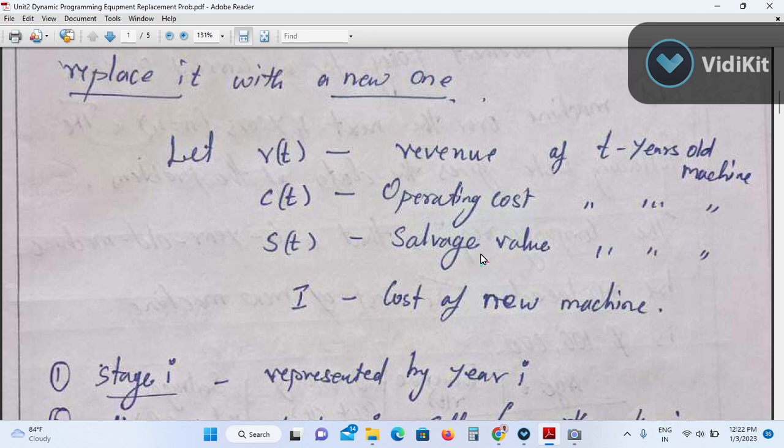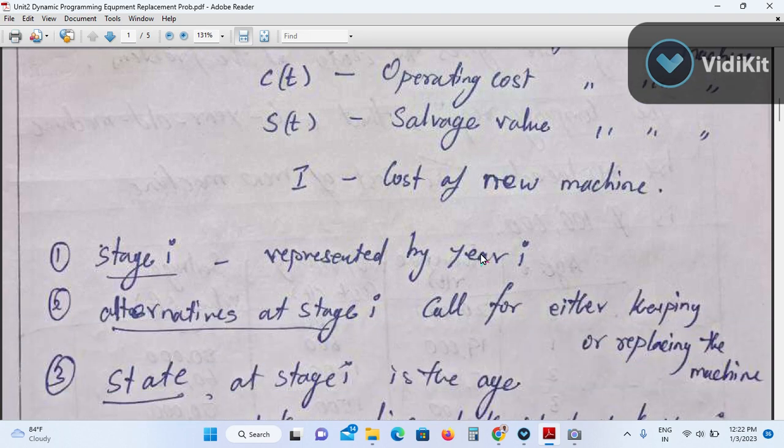And the new machine cost. Suppose you are going to buy a new machine, then that will be denoted by capital A.